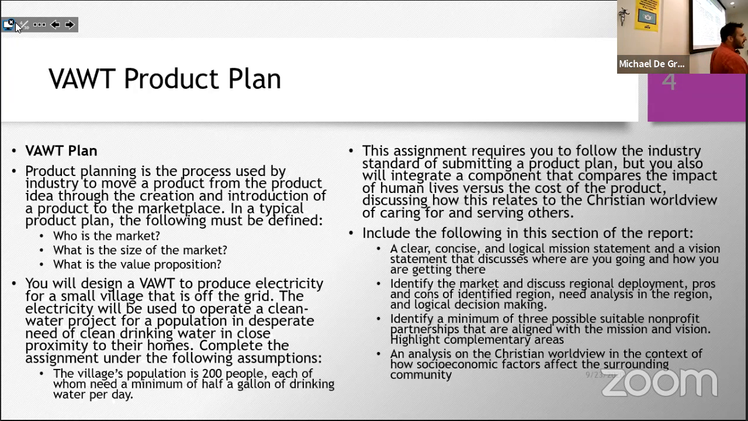You're going to design a vertical axis wind turbine, or a VOT, to produce electricity for a small village that's off the grid. Electricity will be used to operate a clean water project for a population in desperate need of clean drinking water in close proximity to their homes. You need to complete the assignment under the following assumptions. First, that the village you are servicing has a population of roughly 200 people, each of whom needs a minimum of a half gallon of drinking water per day. So you can figure out how much water you need to produce a day, right?